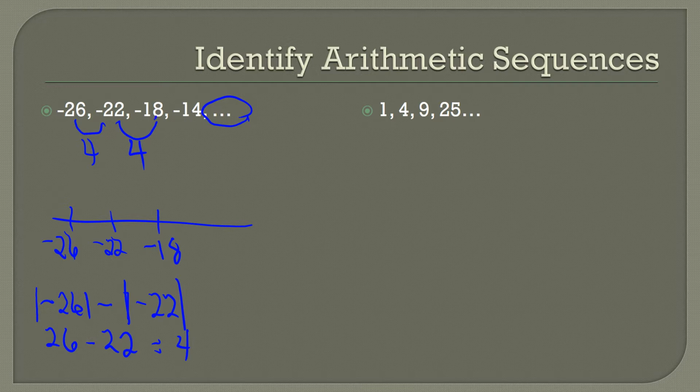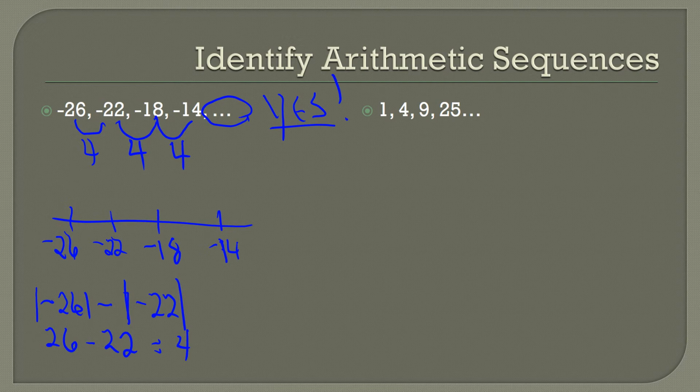And I go to look at the third number in this sequence, and I do the same thing. I'm out here now at negative 14. There are 4 integers between negative 18 and negative 14, so there's 4 again. So I'm seeing a common difference of 4. And if I'm being asked to determine whether this is an arithmetic sequence, well, on this one, I could say, yes, I believe it is. Shazam.